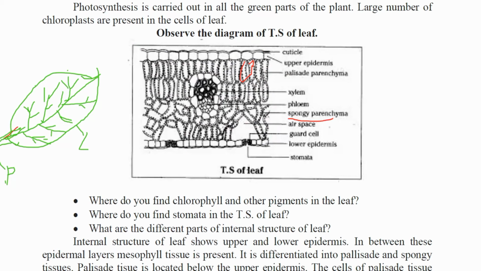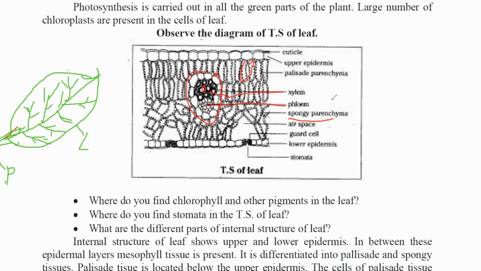Now when we go to the centrally located darkening body, it is the vascular bundle. This vascular bundle is surrounded by a vascular bundle sheath. Inside there are two tissues we can see. The dark one is xylem and the lower one is the phloem.